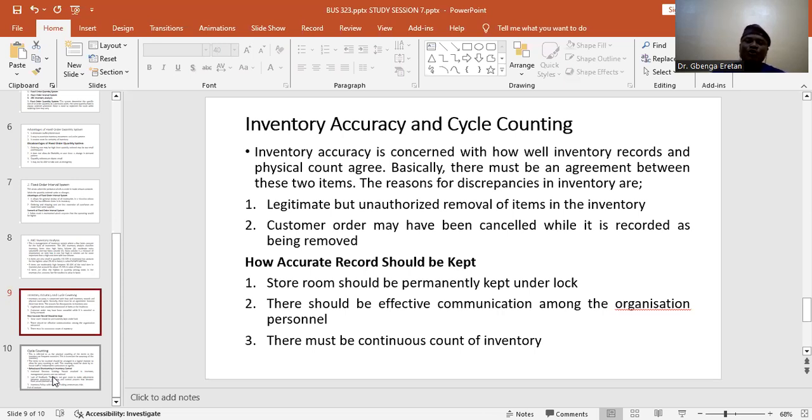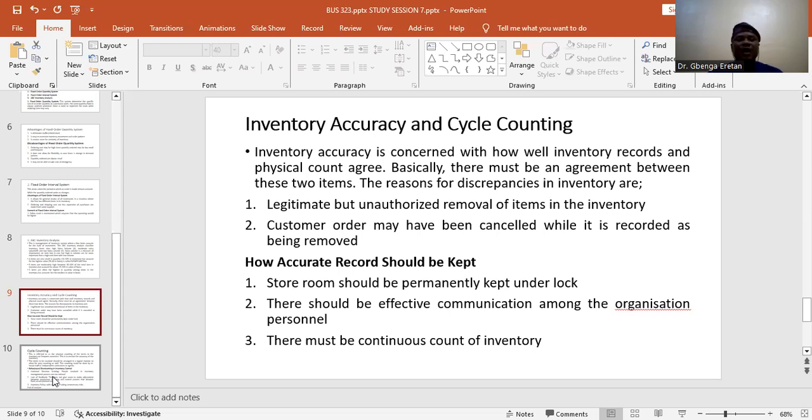Number two, customers' orders may have been cancelled, but it is recorded as removed. At times, customers order products and we enter those products as if they were taken out, but they are still there. Then the record will not tally with the physical counting. Then this could result in discrepancy between the record of the organization, the record of stock, and the physical counting.